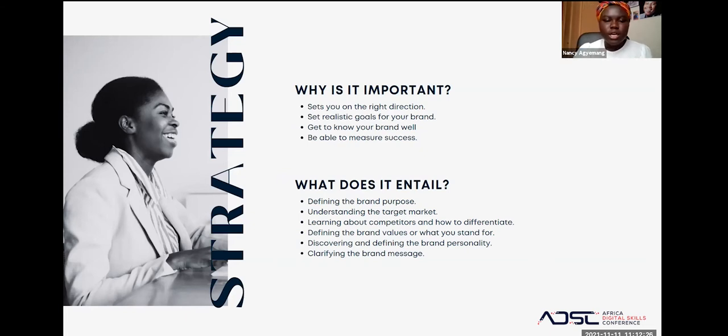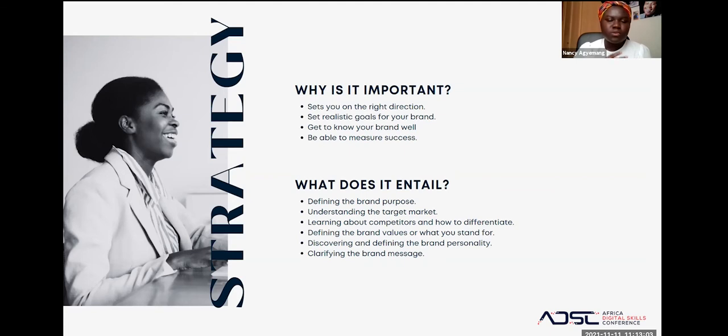Also, brand strategy entails brand values, defining our brand values or defining what the brand stands for. So the values could be honesty, freedom, the things that the brand stands for. And then the strategy also helps us to discover and define our brand personality. So who are we? How do we sound when we talk? What do we say? All those things make up who we are. So actually engaging in brand strategy helps us to discover all these things.